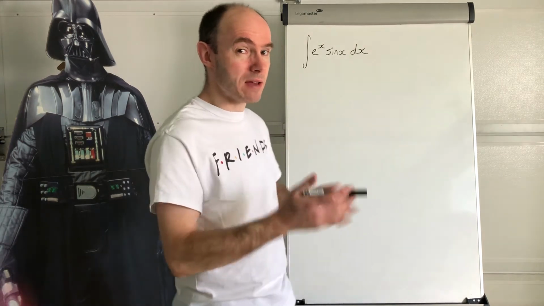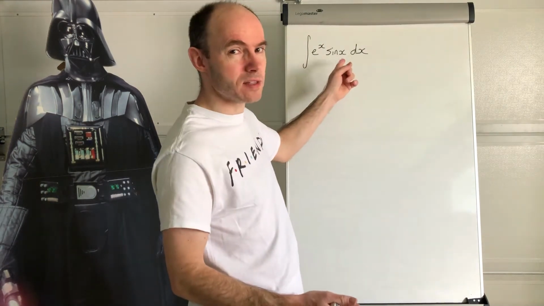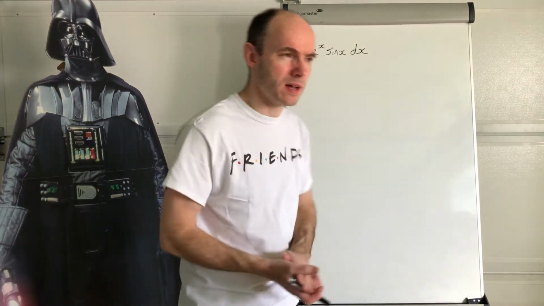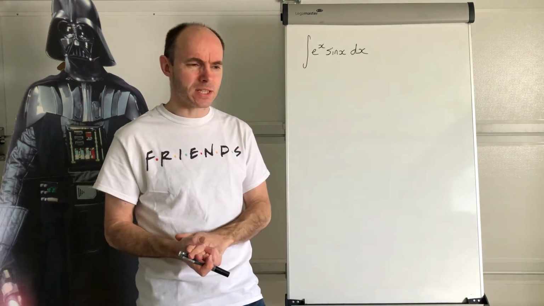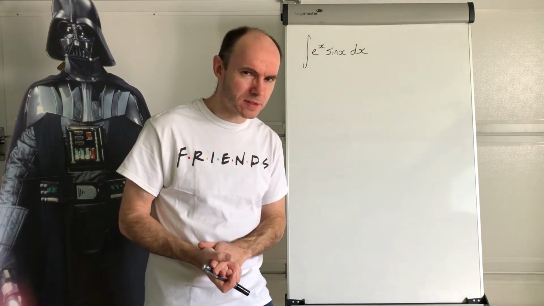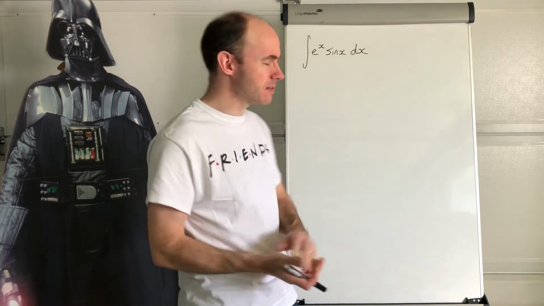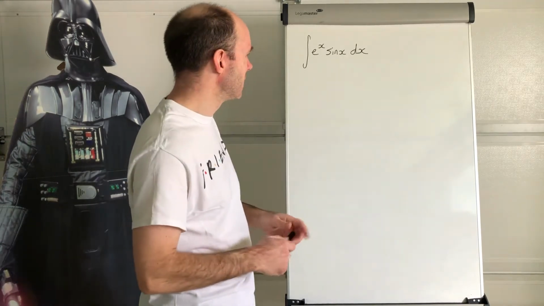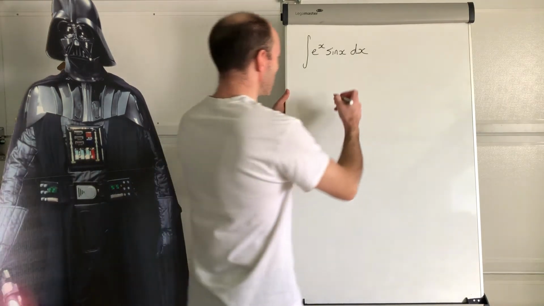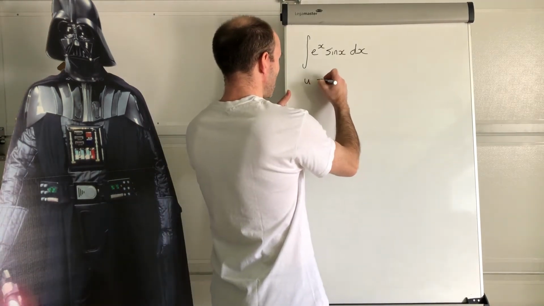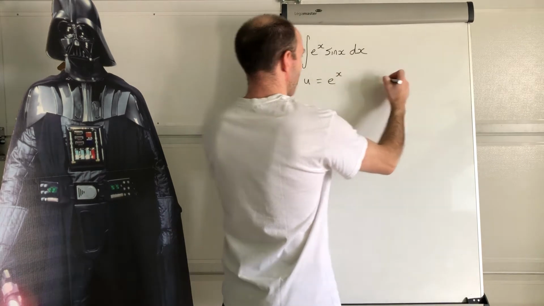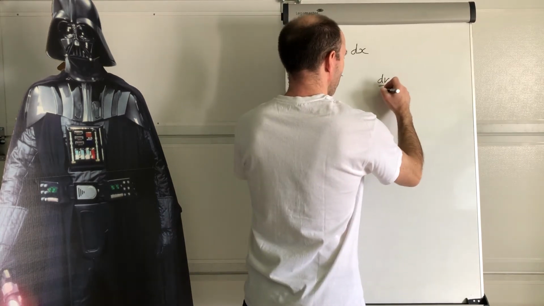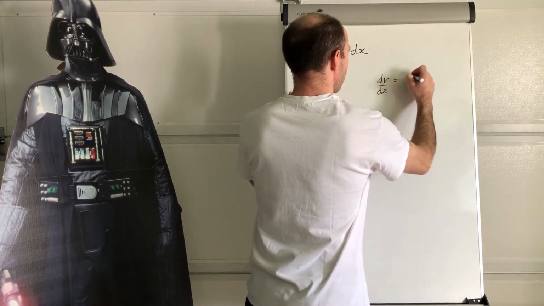The difficulty there is you've got e to the x and sine x. They are two completely different functions, aren't they? No. By parts, yes. That would be a good way of starting it. So what would you have tried? You'd have tried u is equal to e to the x and dv dx is equal to sine x.